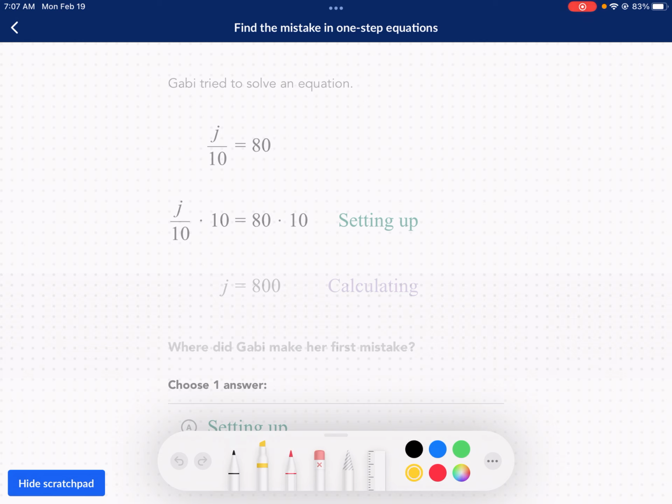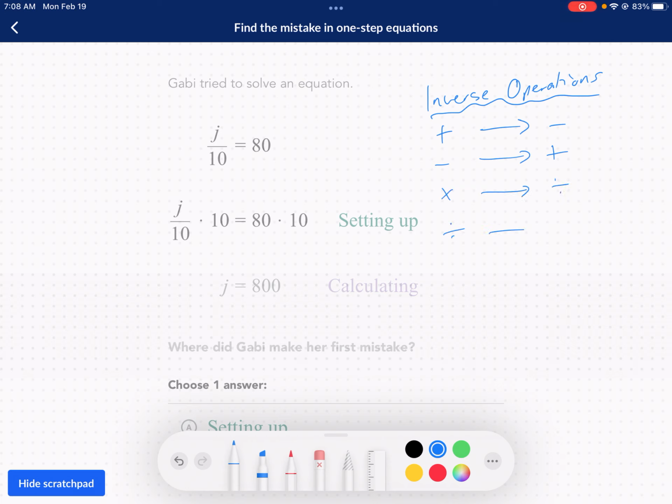We see that we have j divided by 10 equals 80. That's how you read that. It's divided by, even though it looks like a fraction. Fraction and division is the same thing. And as I talked about in my other videos, the important thing for solving equations is using inverse operations. Inverse operations just mean if we have, for example, addition, the inverse of that is subtraction. That's how we undo it, and the same is true the other way around. Now for multiplication, we're going to undo multiplication with division, and the opposite of division is multiplication.